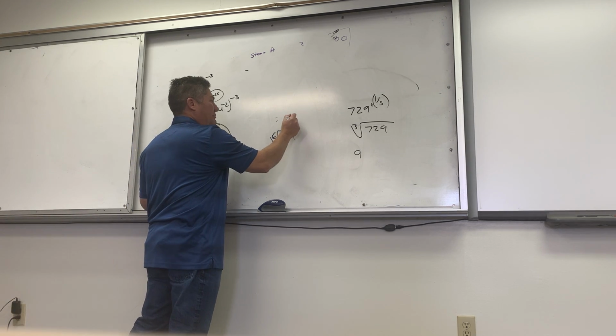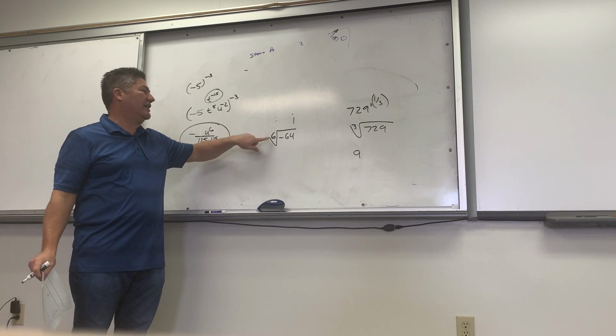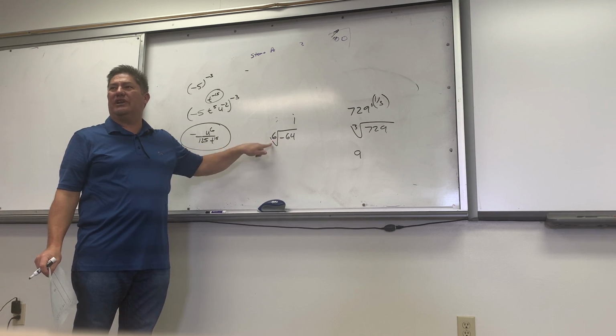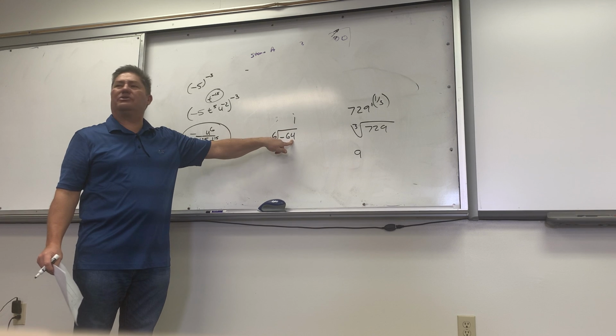You just have to remember that it's going to be an i. How come we know it's going to be an i? Even root of a negative. Even root of a negative is going to be an i. But I'm going to do the 6th root of 64.